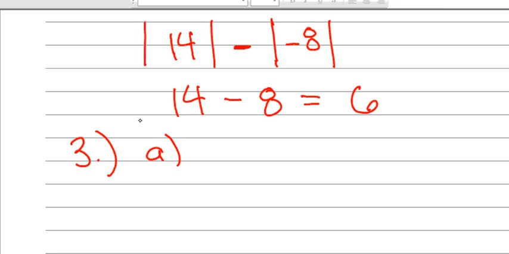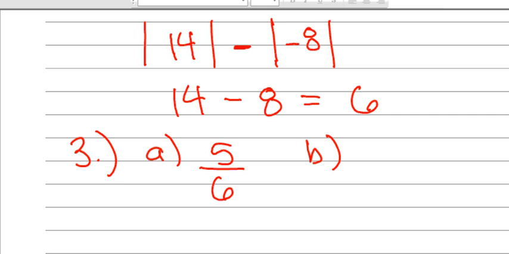Now 3, I'm just going to look at the fraction that is represented in the picture and write it in the blank. So how many shaded pieces do I have for A? I've got 5 out of a total of 6 squares. So my fraction is 5 over 6.